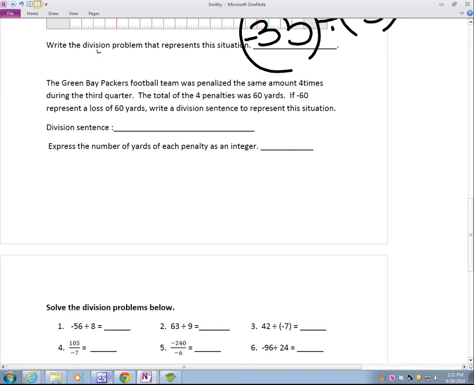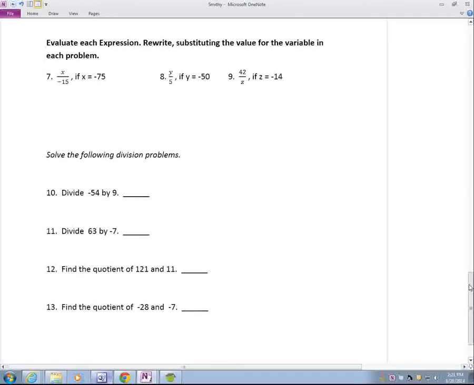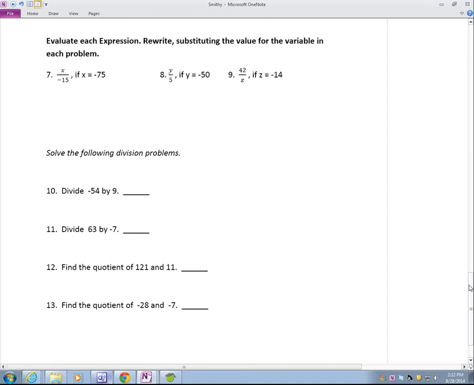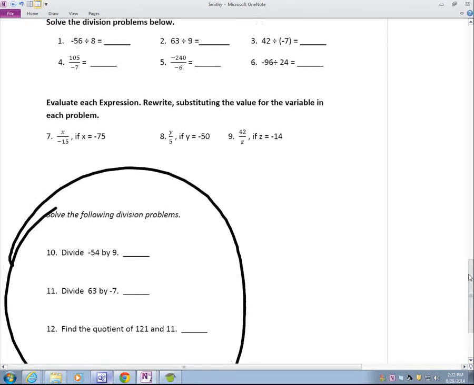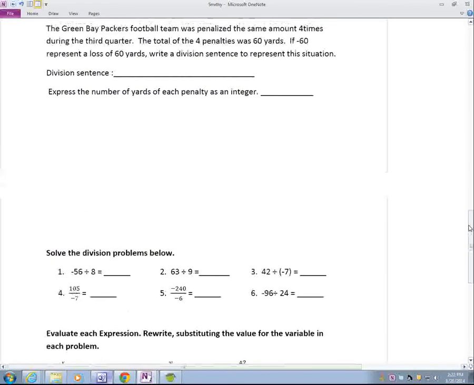The total of 4 penalties was 60 yards. If -60 represents a loss of 60 yards, write a division sentence to represent the situation. This is a division sentence. Look, everyone. These are division sentences. Okay? I want you to write a division sentence like that right here. Do that.